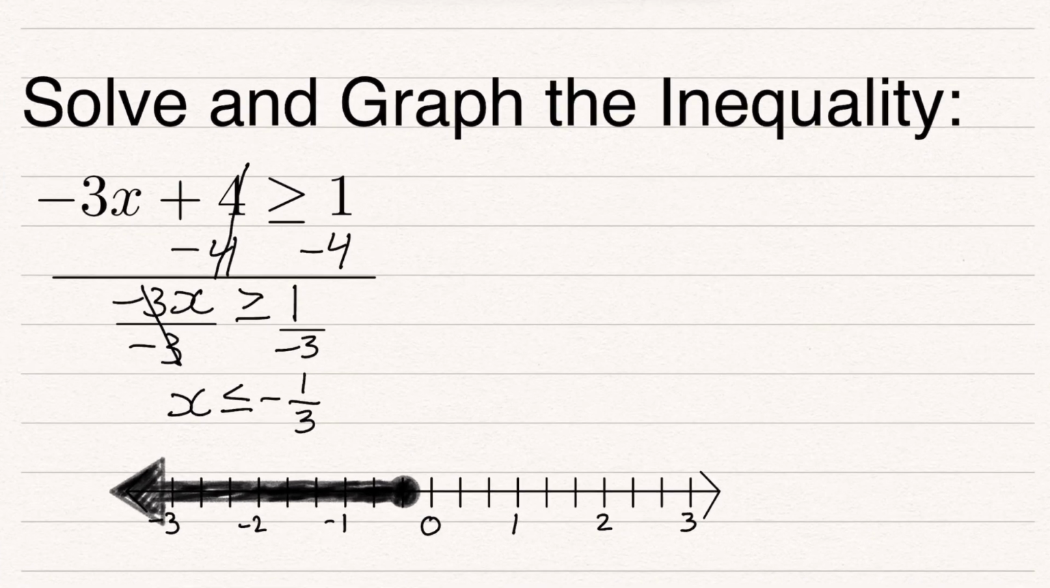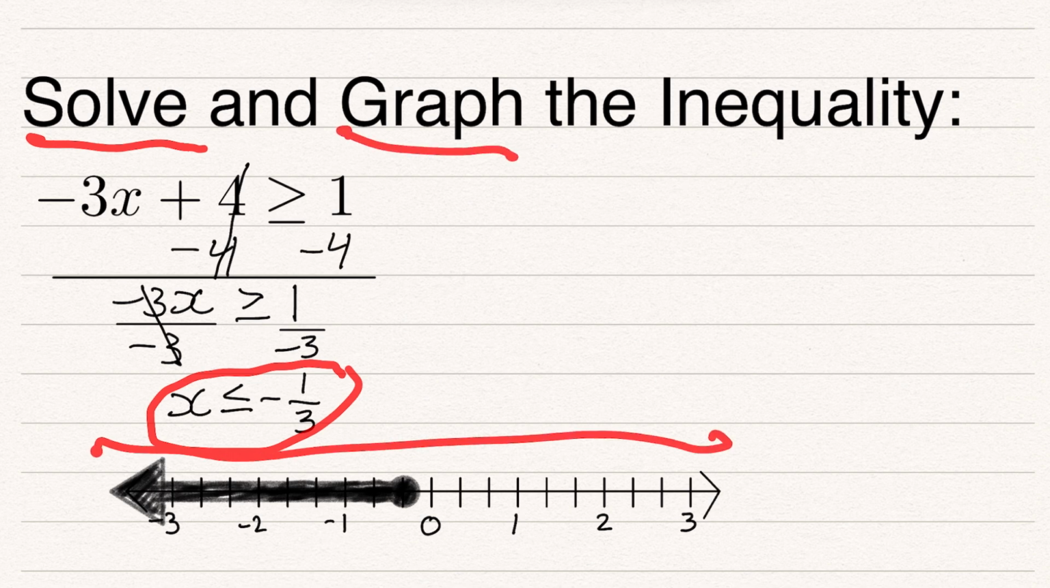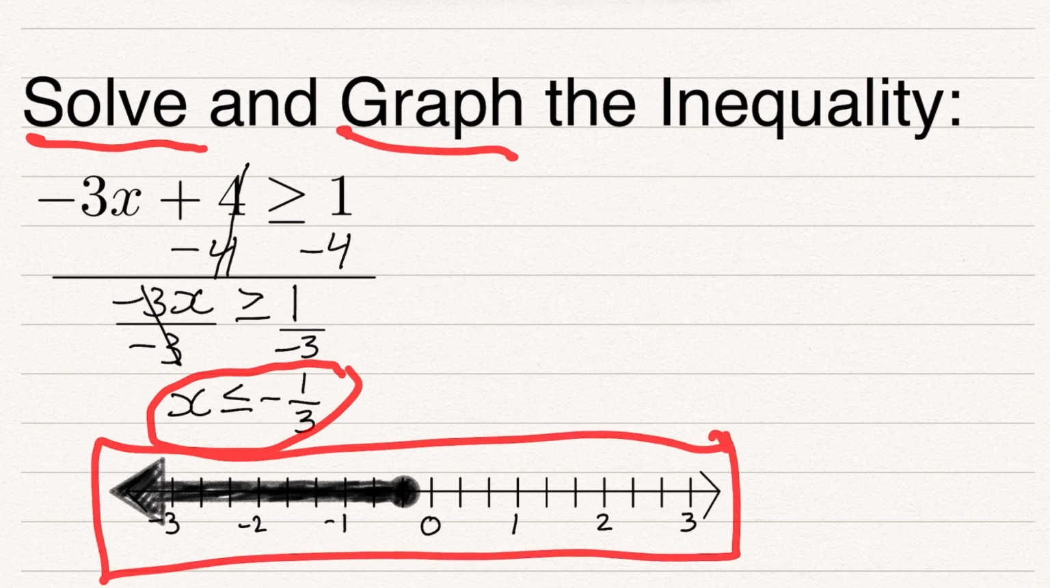So now we've solved the inequality. That's what we have here. That's solving. And we've graphed the inequality. That's what we have here, a visual form of the solution.